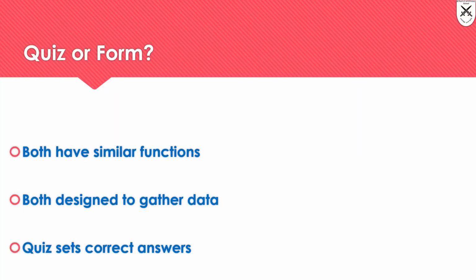Now when you first access the app, it gives the option as to whether you want to create a quiz or you want to create a form. On the surface, they both look similar, and in essence they do both provide data. The only difference is when you create a quiz, you can set correct answers, whereas you can't do that in Forms. So in a quiz, if you've got the question 5 times 5, it will be able to tell you who got the answer right, rather than a list of answers for you to skim through to see who gave you the correct answer.